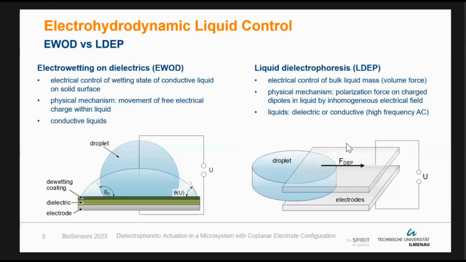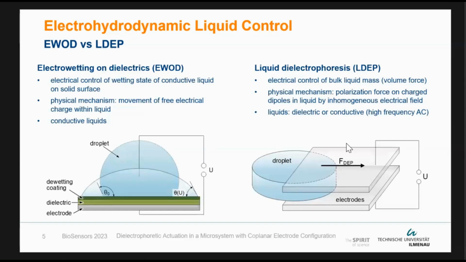So when we are talking about microfluidics and electrical control, I think the most commonly known effect is electrowetting on dielectrics. And that means we can control the wetting state of a conductive liquid on a solid surface by the application of a field. Because the physical effect behind this is based on free charge transport within the liquid, it has to be conductive. So we are contacting the liquid directly. This is shown here by a wire which is pushed into our droplet. Another electrode is underneath our droplet. In between, there is a dielectric layer.